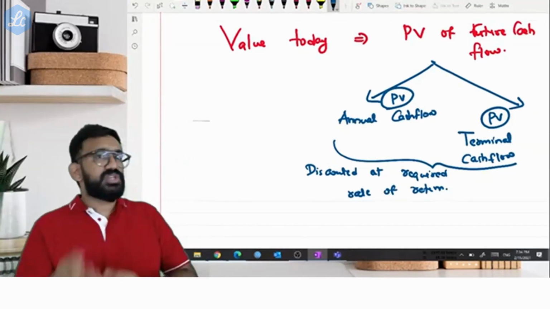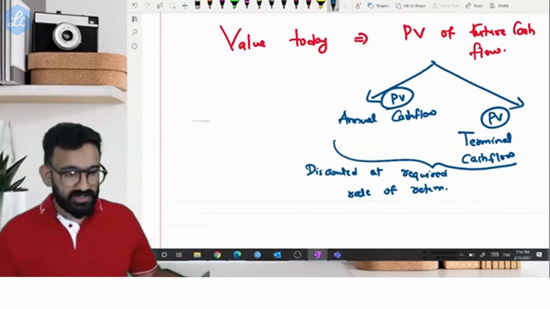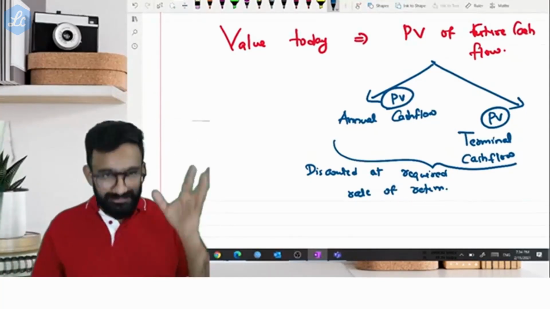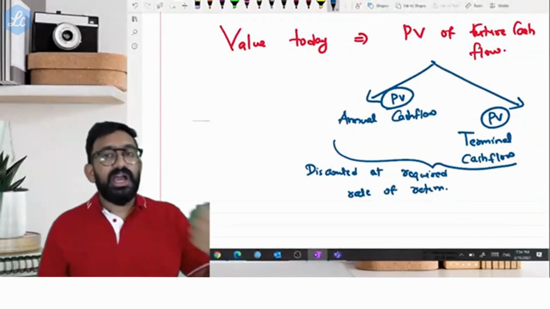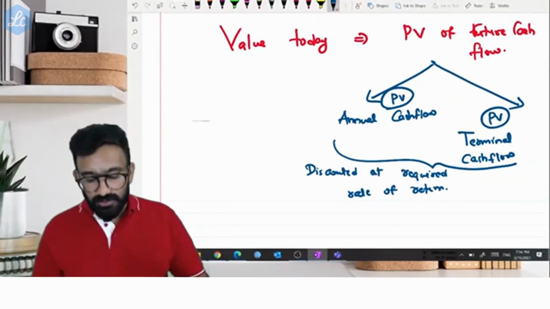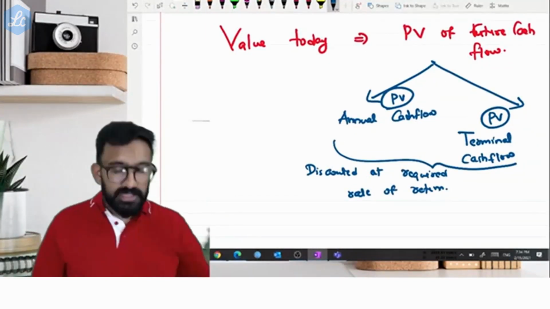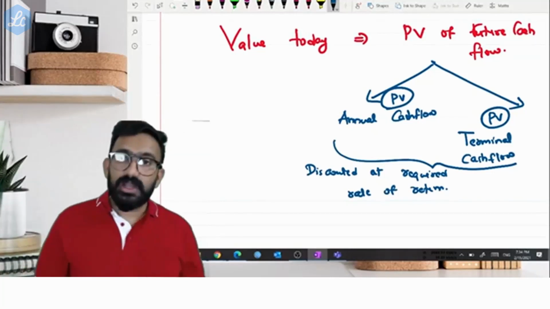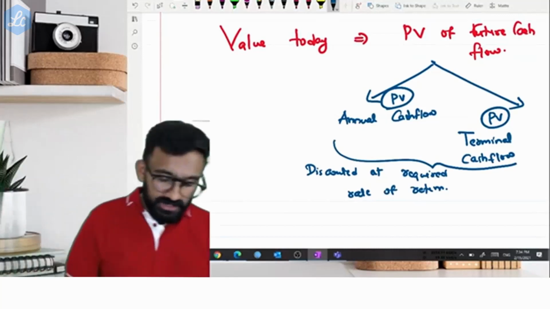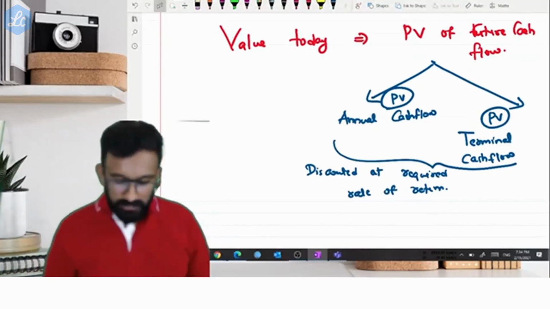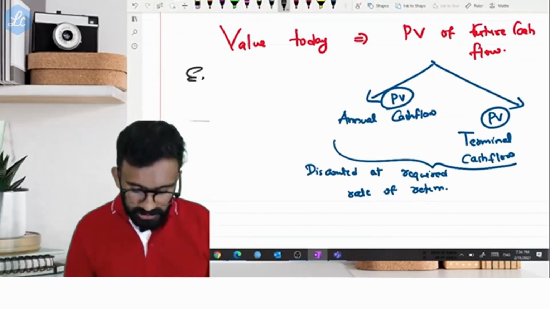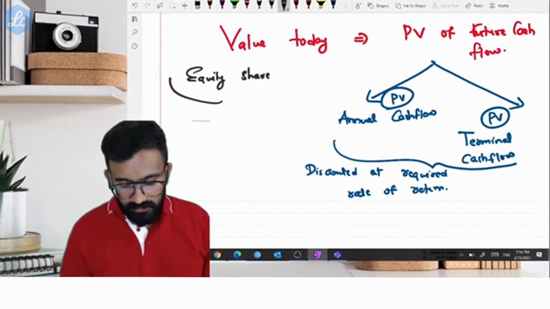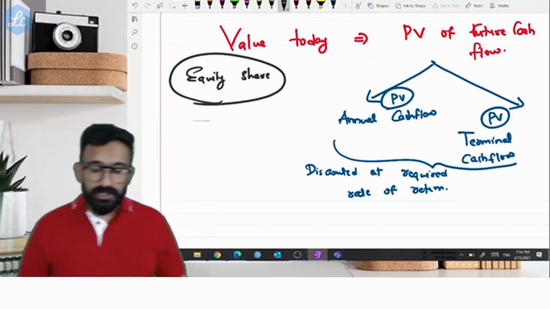Whenever you change the asset, you change these cash flows, that's all. Okay, let's try to have that particular discussion. If I'm computing the value of a flat as an investment decision, I'll take the present value of future cash flows. Annual cash flow would be rental income, terminal cash flow would be the sale of the asset, and I'll discount it at the required rate of return of the investor. Now what if it's an equity share? Okay, let's try to understand it. Equity share. What will be the value of an equity share?